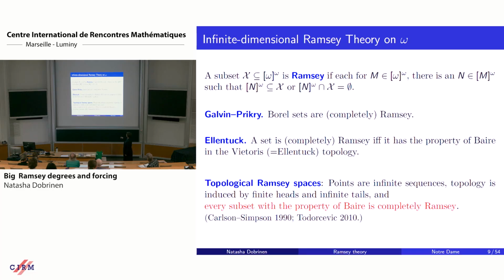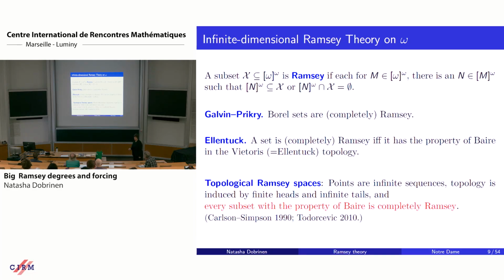So Galvin and Prikry proved that Borel sets in the Baire space are Ramsey. Ramsey is the terminology in Todorcevic's book. Completely Ramsey is the terminology that was in the Galvin-Prikry paper. And then Ellentuck very quickly afterwards used what they did in this paper to make a topology, which then completely characterizes the Ramsey sets as those that have the property of Baire in the refined topology.